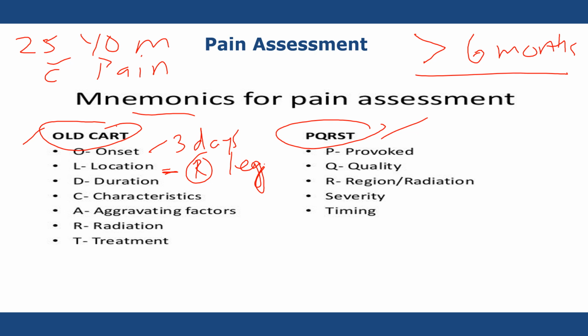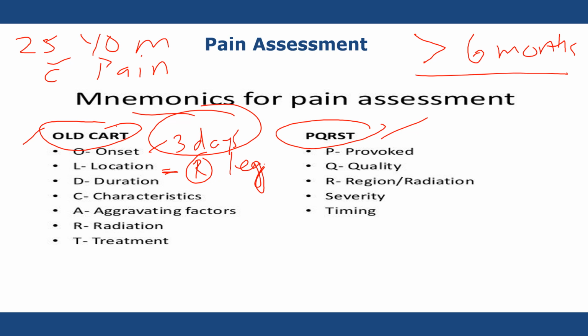Then duration. So if the patient tells you this has been going on for the past 3 weeks, let's say, or 3 days or 3 months, I understand that, but is this ongoing, or does it come and go, or when you have that episode, for how long does that episode last?